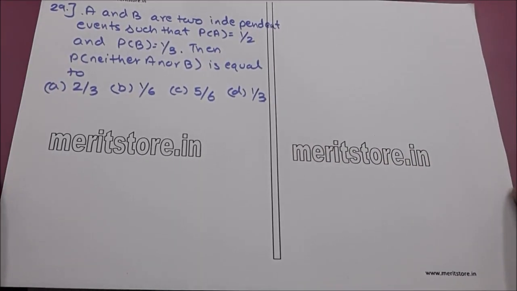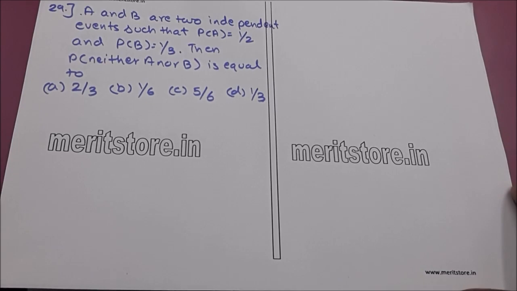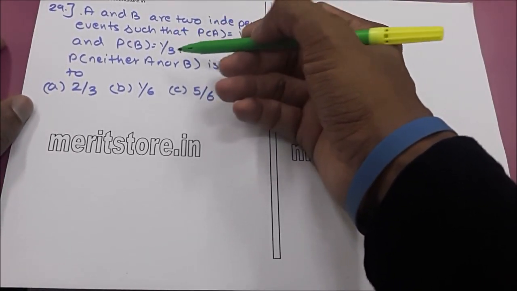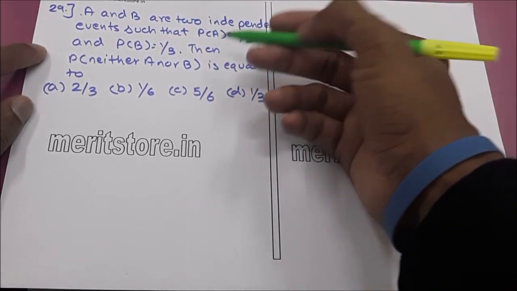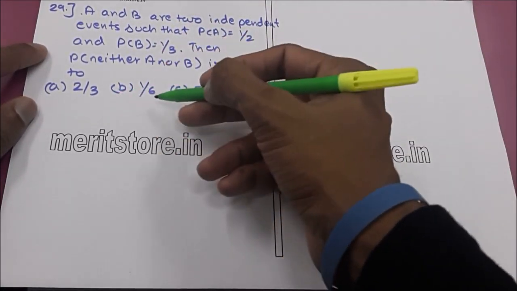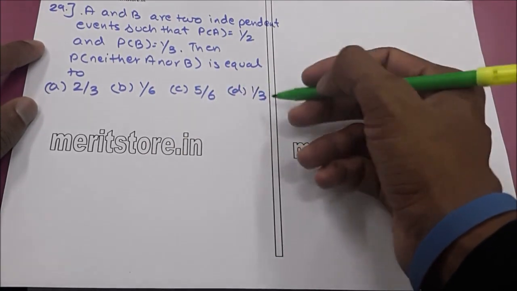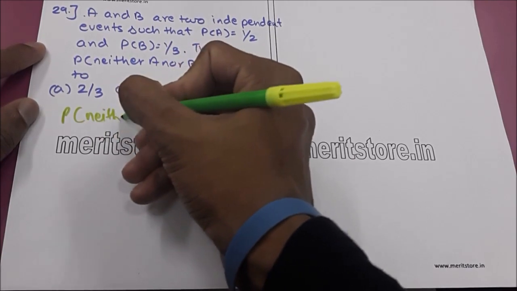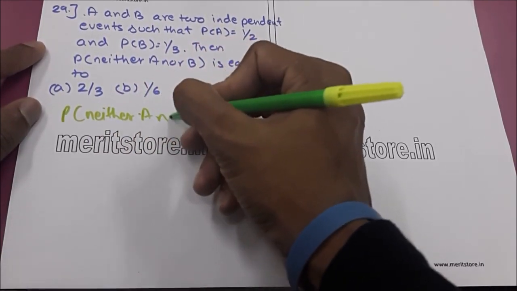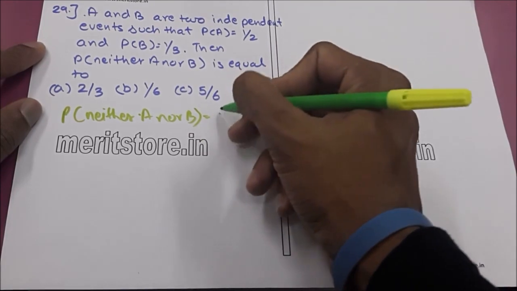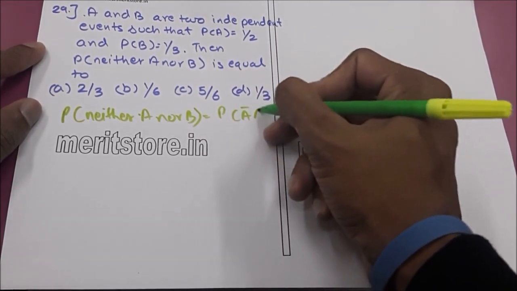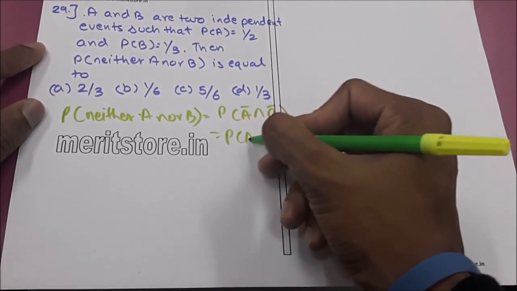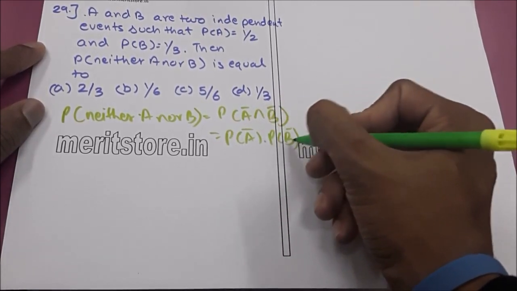Question 29. A and B are two independent events such that probability of A is half, probability of B is 1 by 3. Then P, neither A nor B is equal to A 2 by 3, B 1 by 6, C 5 by 6, and D 1 by 3. We have probability of neither A nor B, which is equal to probability of A bar intersection B bar, which is equal to P of A bar into P of B bar.